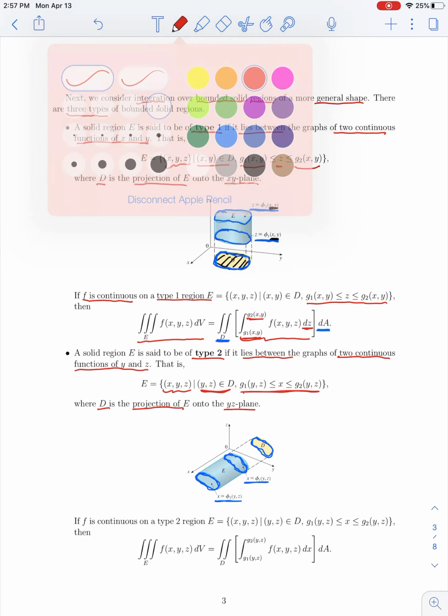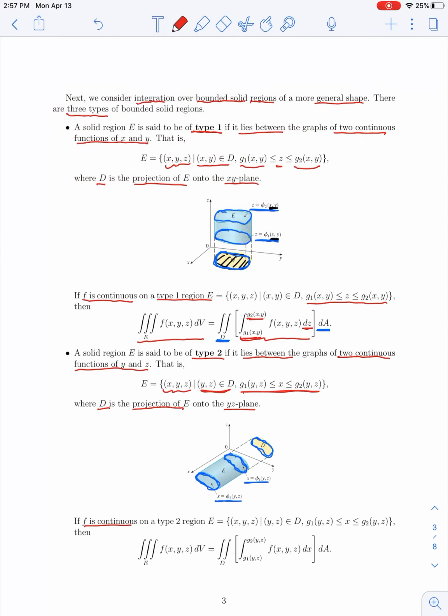So to evaluate a function f, which is continuous over a type 2 region E, where x lies between g1 and g2, and y and z are in some plane region D, we would first integrate our function with respect to x, where x was bounded above and below by these functions g1 and g2 of y and z. And then we would evaluate that resulting function that depends only on y and z as a double integral over this region D, which would be the projection of our solid onto the yz plane.